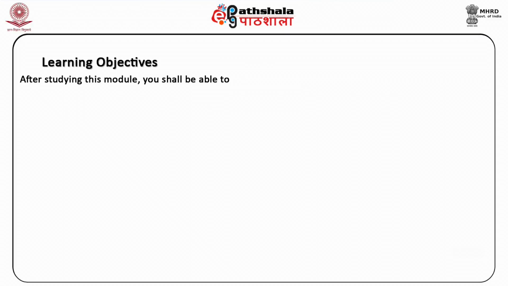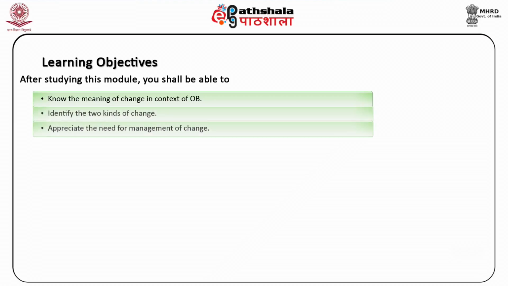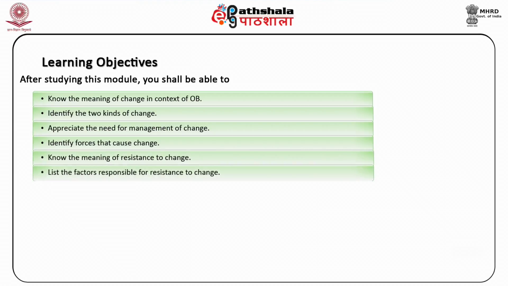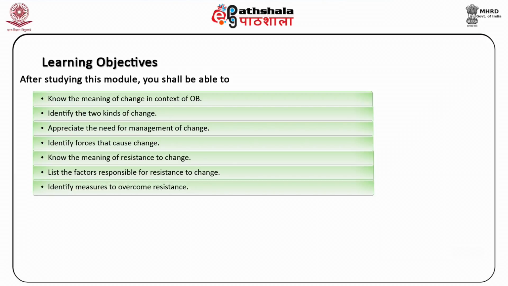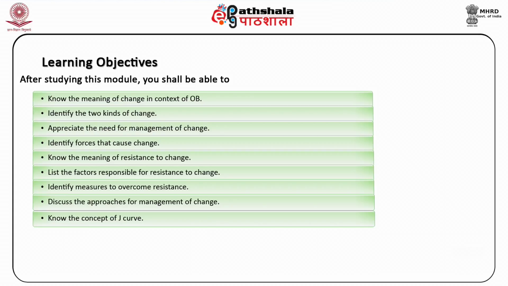In this module, we shall learn about what we mean by change in the context of OB, the kinds of change and forces that cause change. We shall also study about resistance to change, its factors, and measures to overcome them. In addition to these, we shall be discussing the approaches for management of change and the concept of J-curve.